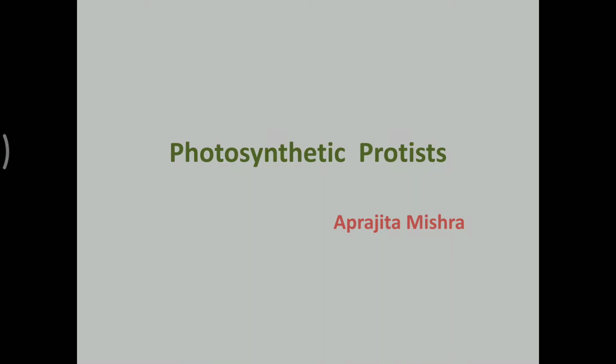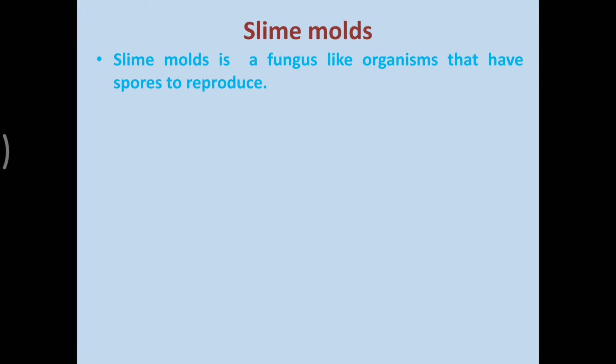Protista includes plant like, animal like, and fungus like unicellular organisms. We had already discussed the plant like and animal like organisms. Now, let's see how the fungus like organism looks. The fungus like organism is called the slime mold, and it produces its own type, or its offspring, with the help of spores.